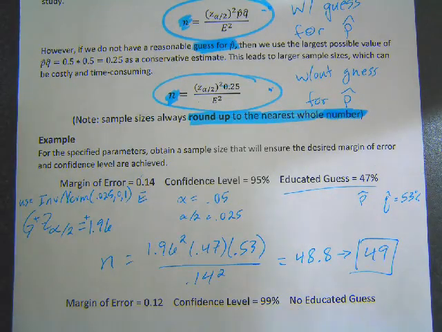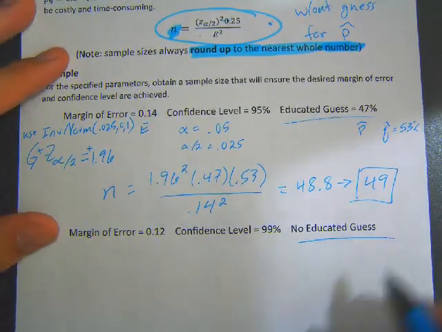And usually, people don't mind a smaller margin of error. It's just when it gets too big that you're in trouble. Let's try one more. This time, there's no educated guess.